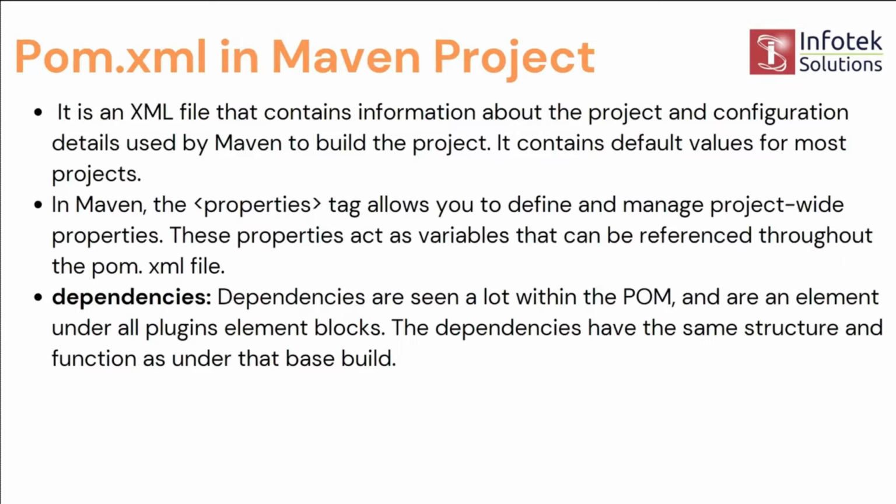Now, pom.xml. When you build a Maven project, you'll see a pom.xml file is added. Usually it's added to the project by default. This XML file contains the information about the project and configuration details used by Maven to build the project. In Maven, the tags allow you to define and manage project-wide properties. Just like the tags used in HTML, in XML the same kind of tags are used. Inside these tags, we add our dependencies. This dependency is one of the outer body, and inside this body, we are going to add the dependencies one by one. We'll see this in the project.